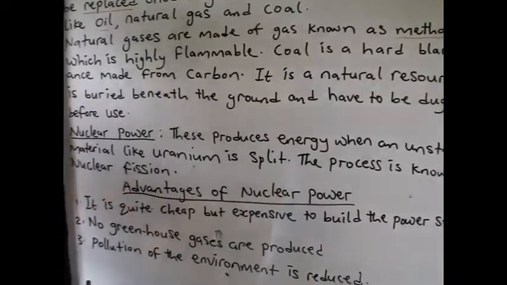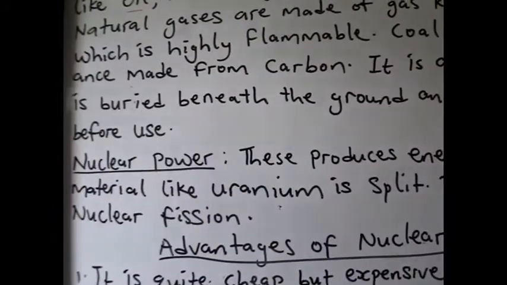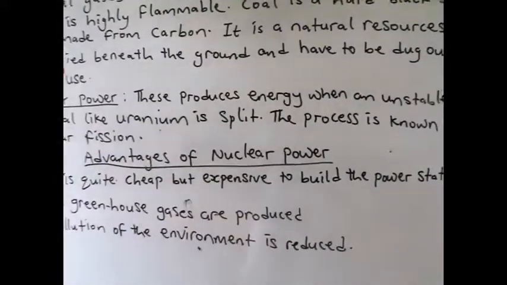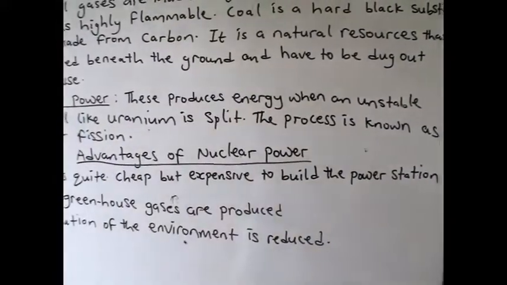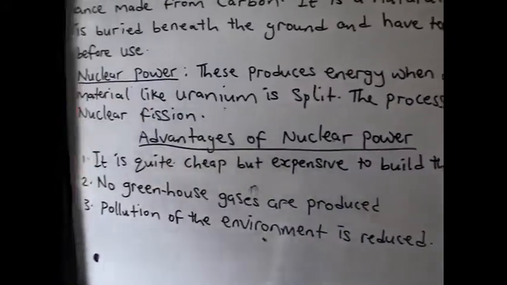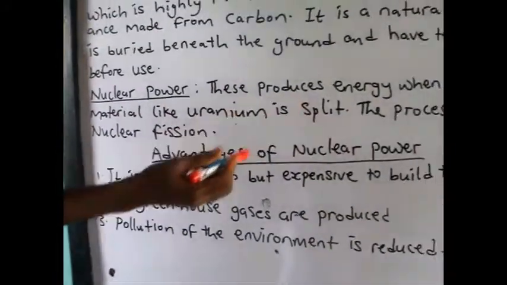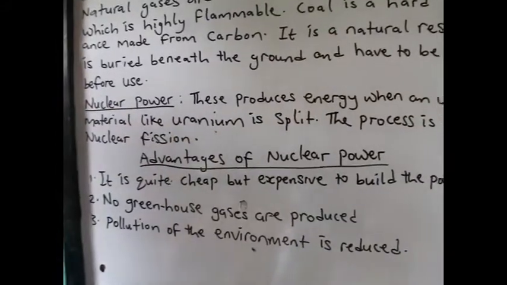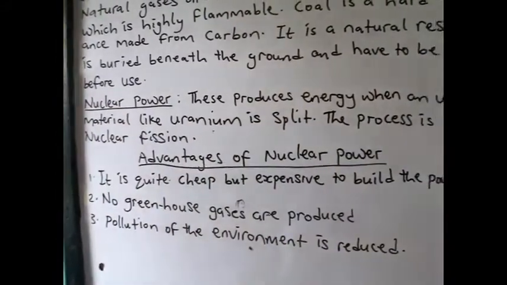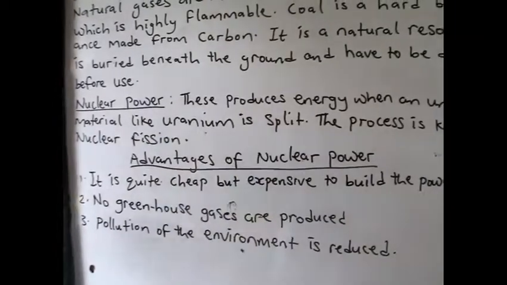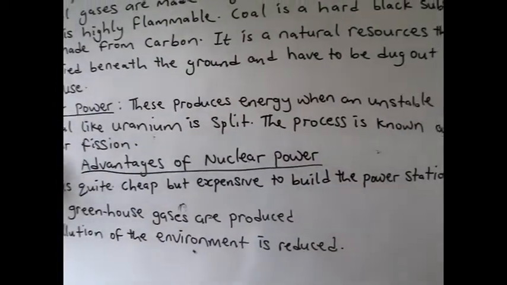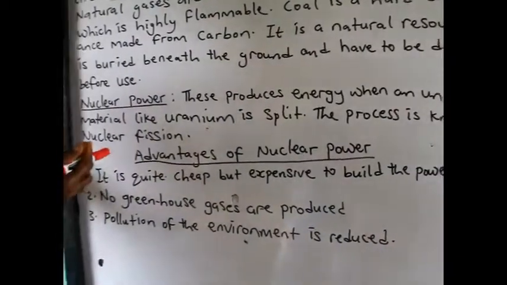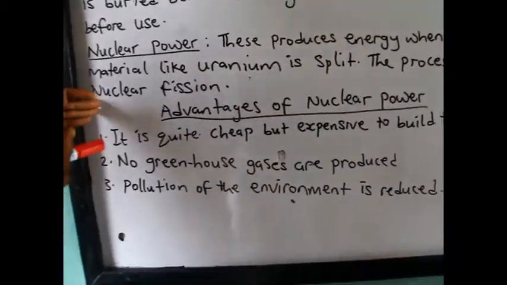Then we have the nuclear power. This produces energy when an unstable material like uranium is split. When uranium is split, it produces nuclear power. The process we call nuclear fission. It is a highly technological way of using energy. Though it has its advantages, it equally has its disadvantages.